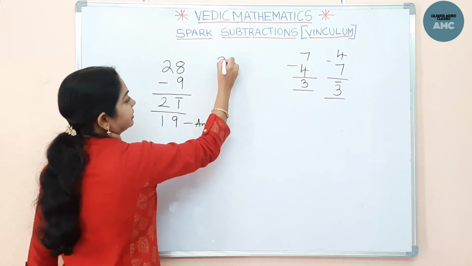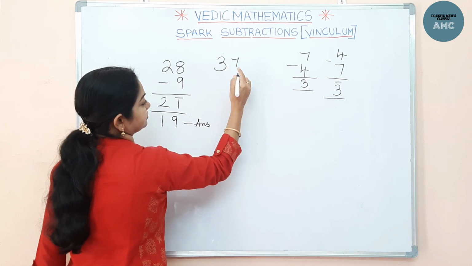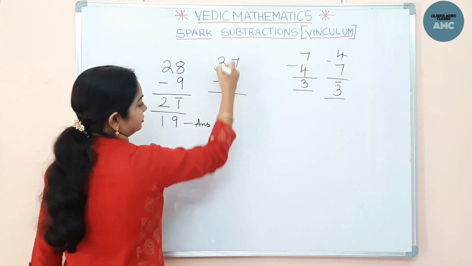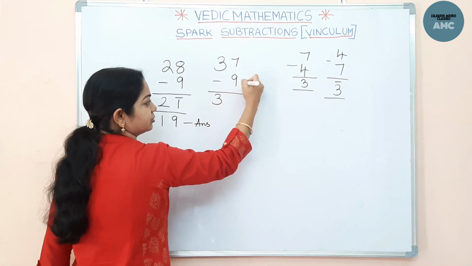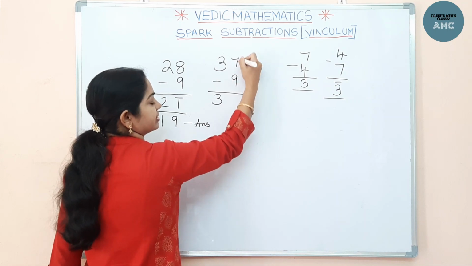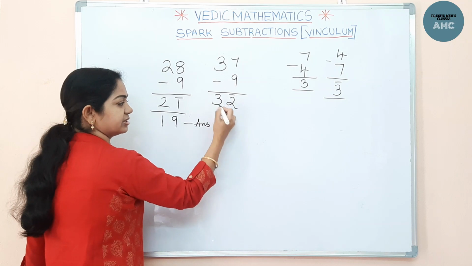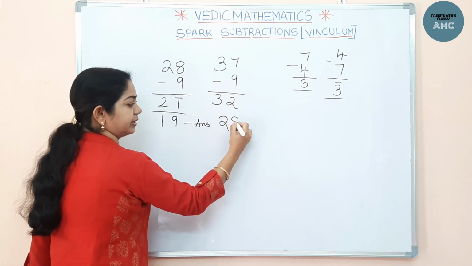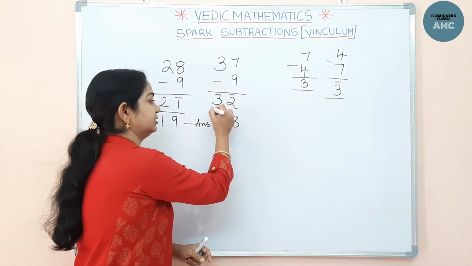Now let me take 37 minus 9. Okay. Now 3 from left to right, 3 as it is. Now here this is not possible, so do the reverse subtraction. 9 minus 7 is 2, but vinculum. Now the actual number is decrease 1, 2, write the complement here, 8. So 28 is the answer for this number.